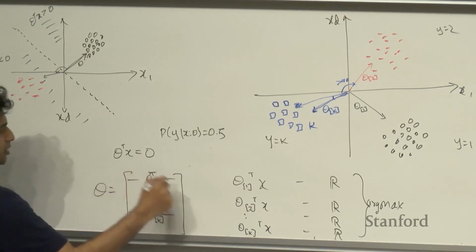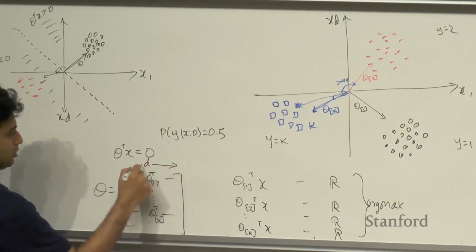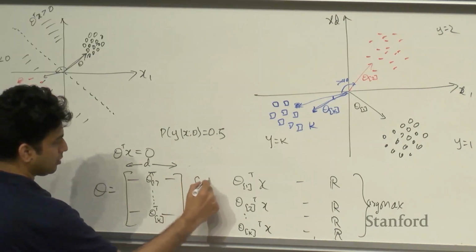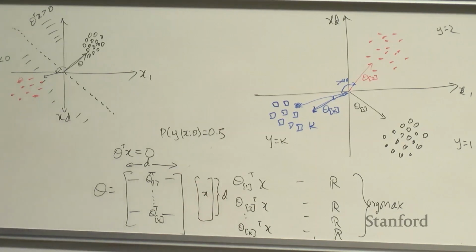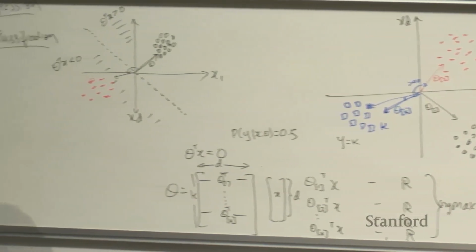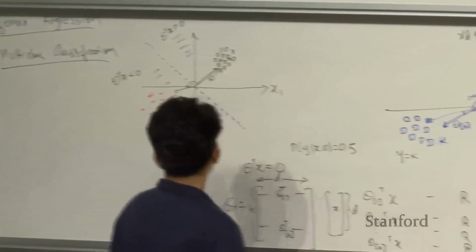Where each row is d-dimensional, and you multiply this with a vector x, which is also d-dimensional, right? And you have k such vectors. You have one theta vector specific to each class, and you dot it, you get a real value.